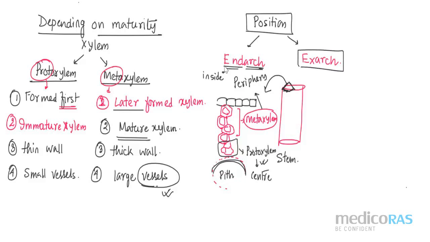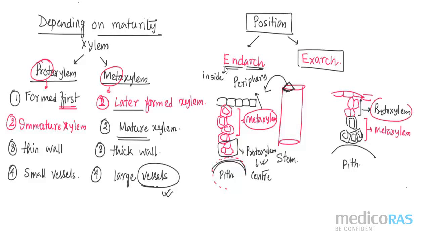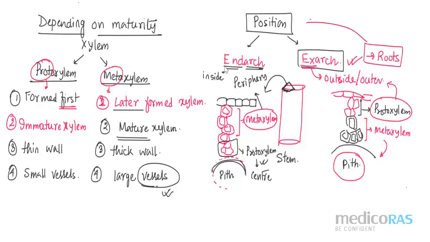Similarly, if we check the exarch condition, here you can see the smaller size xylem, which is nothing but the protoxylem, and towards the center we have metaxylem. As protoxylem is present outside, ex means outside or the outer region. So protoxylem is present towards the peripheral side and metaxylem towards the center or the pith. Therefore, this is known as exarch xylem, which is commonly observed in roots. So please remember, in roots we have the exarch condition, whereas in the stem it is the endarch condition.